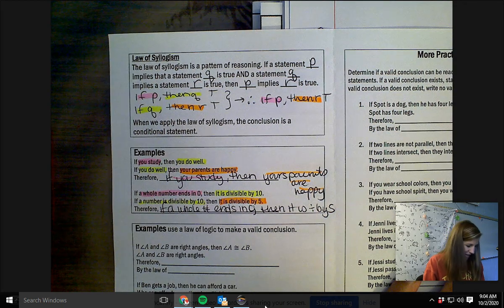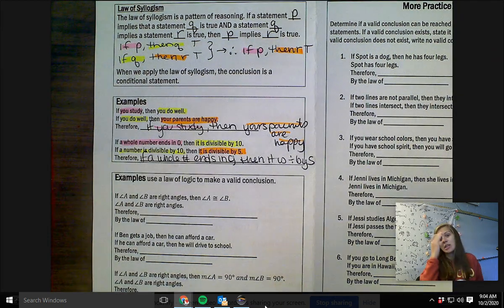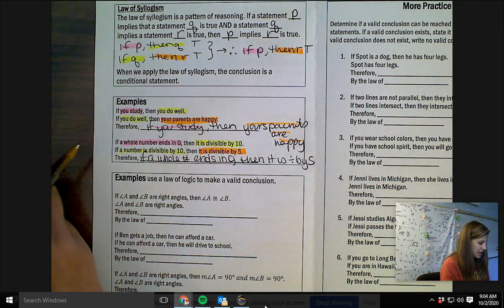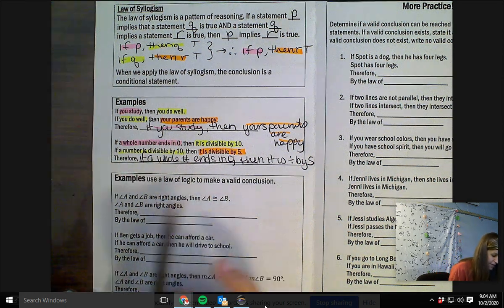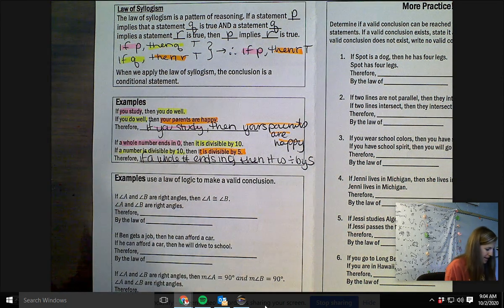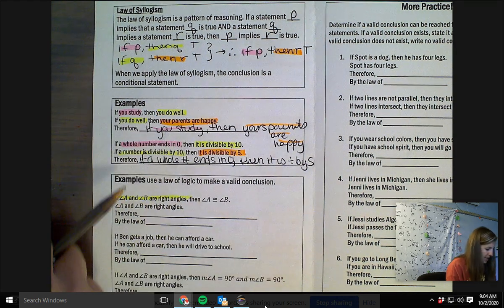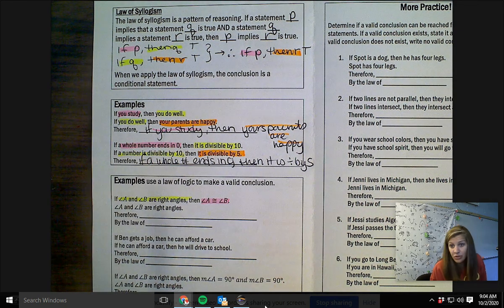All right, so we want to use both of our laws of logic here to make a valid conclusion if we are able, and then we want to try to name the law that we're using. Okay, so again, I feel like color can be really helpful here. So use a law of logic to make a valid conclusion. If A and B are right angles, that's my hypothesis, then A is congruent to B, and that's true. So if they're both right angles, then they're congruent to each other because both their measures are 90.